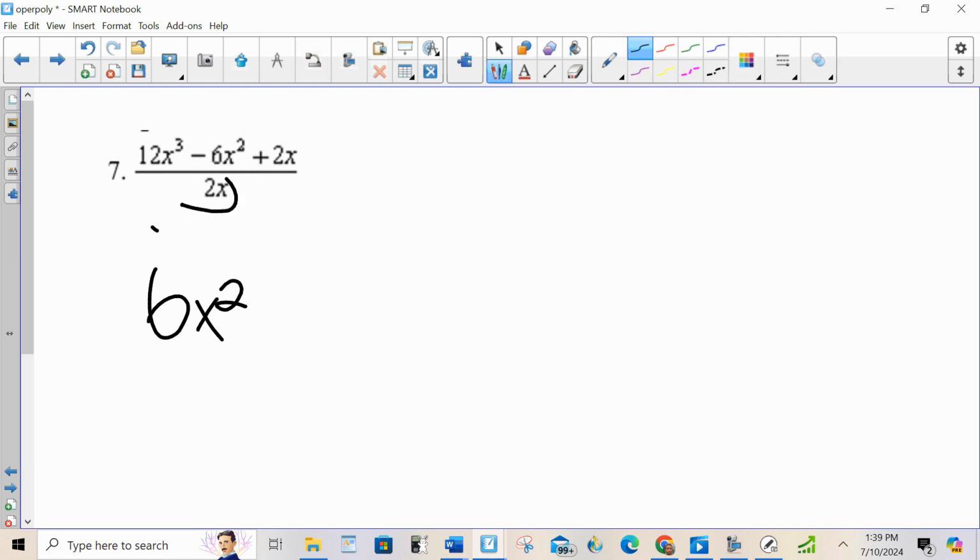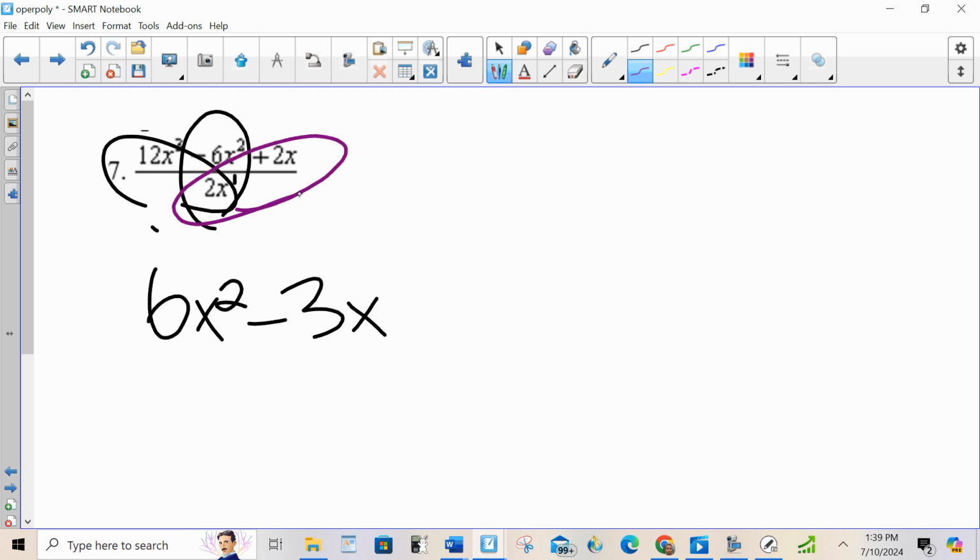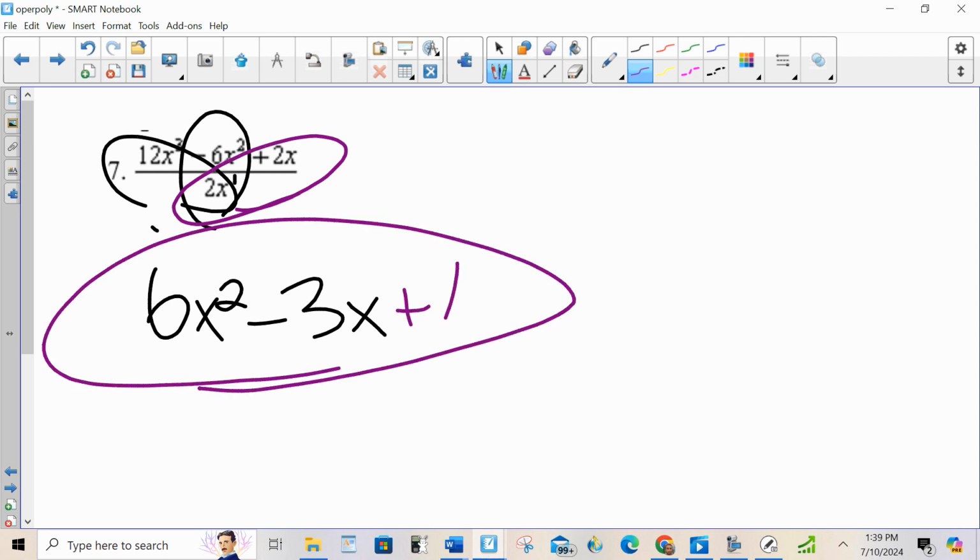Negative 6x squared divided by positive 2x. Well, negative 6 divided by 2 is negative 3. X to the 2 minus 1 is 1, or just x. Positive 2x divided by positive 2x. Well, 2 divided by 2 is 1. X divided by x is 1, plus 1. When I'm dividing, I divide everything on top by what's on bottom.